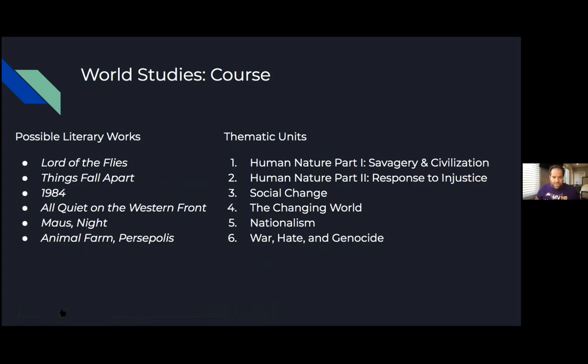So you don't see traditional history units there in the right-hand column. We are organized by themes. Units 1, 2, and 3, Human Nature Part 1, Human Nature Part 2, and Social Change, will make up the first semester, and then the Changing World, Nationalism, and War, Hate, and Genocide will close out the second semester. Unit 2, Response to Injustice, is our new unit that we added this year to help bridge the gap between current events and history, where we're looking at the modern protest movement as well.